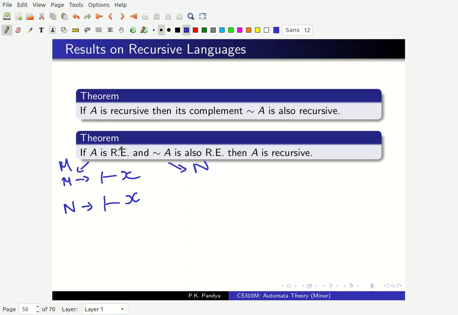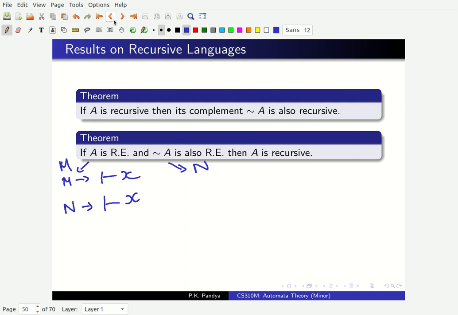Now, since a string has to belong either to A or not A, one of the two machines will terminate and accept. If M accepts, then the string belongs to A. If N accepts, then the string does not belong to A. And this will definitely happen in a finite number of steps. So now, by running these two in parallel, I have constructed a multi-tape Turing machine which will tell me whether a string is in A or it is not in A. It will never loop forever, because one of the two Turing machines will terminate. So we also have the property that if A is RE and not A is RE, then A is recursive. We had done this before, right?